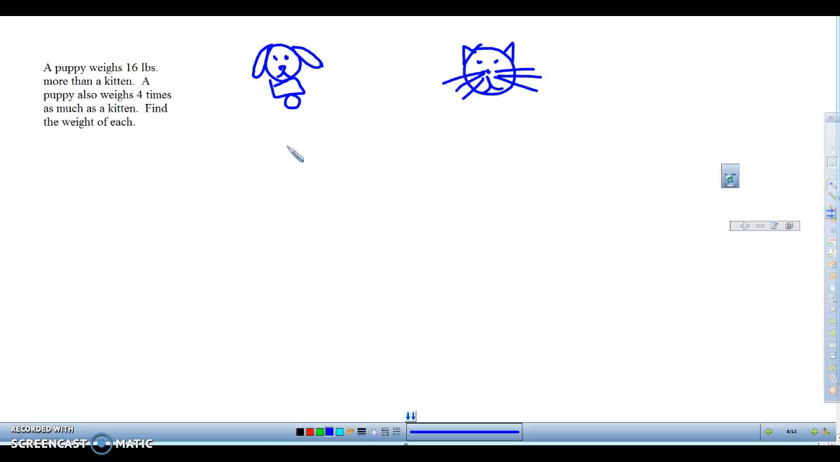And we know that the puppy weighs 16 pounds more than a kitty. So we'll let kitty be the variable, K, and we'll let puppy be 16 pounds more. So kitty plus 16. We also know that a puppy weighs 4 times as much as the kitty, so 4K. Find the weight of each. Again, we're not solving for K yet. But how would we even set up an equation for this?